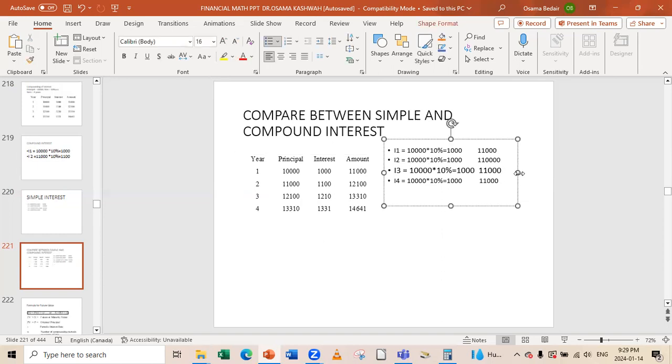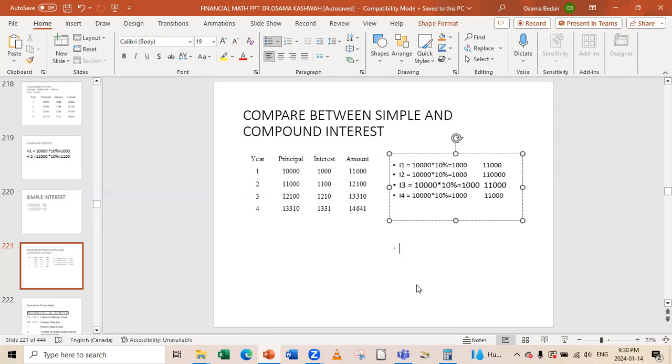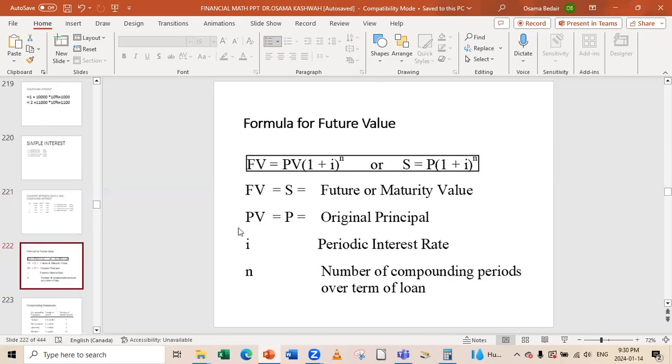That is the difference between simple interest and compound interest, what you can see here. That's the difference between them. We'll go now into how to calculate the future value, or the first table, and how to calculate the simple interest.